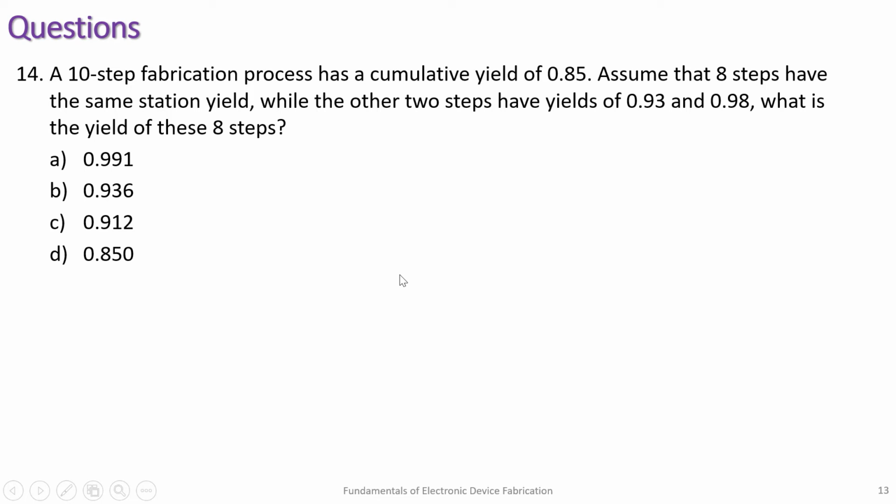So we have a 10-step fabrication process, and the overall yield will be the product of all the yields, that is yield 1 multiplied by yield 2 multiplied by yield 3 and so on up to multiplied by yield 10. So in that case, first 8 steps have the same yield, and the last 9th and 10th station values are given to you. So how would you find out the yield of the first 8 steps? So, can anybody start? Like, how would you start solving this particular problem? Suppose you take that for the first 8 steps, the yield will be x. How will you find the value of x? That is the question.